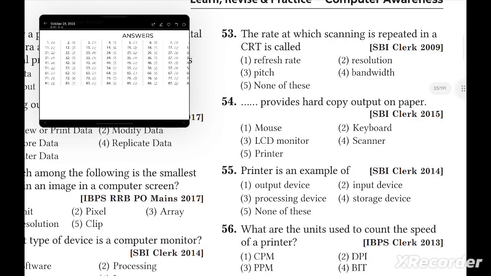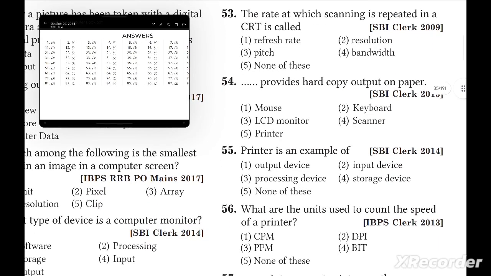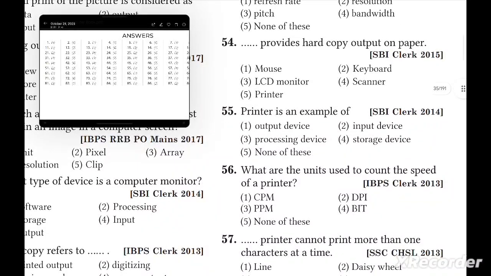Next question, the rate at which scanning is repeated in a CRT is called first refresh rate, second resolution, third pitch, fourth bandwidth, fifth none of these. The correct answer is first refresh rate. Next, dash provides hard copy output on paper, first mouse, second keyboard, third LCD monitor, fourth scanner, fifth printer. The correct answer is fifth printer.